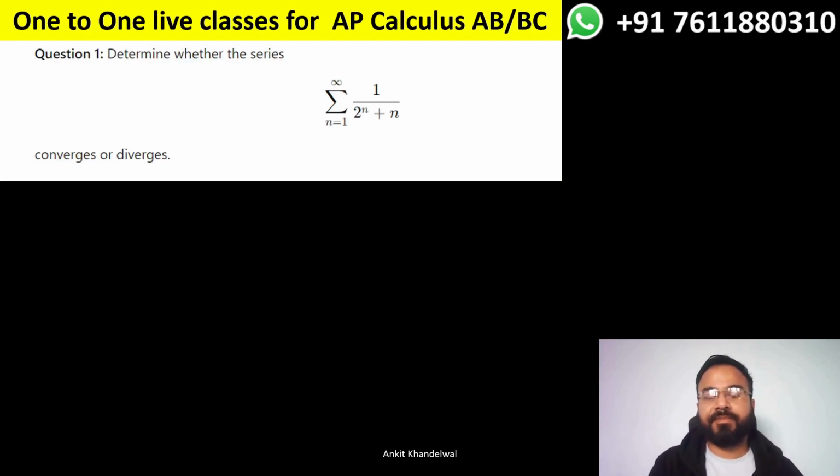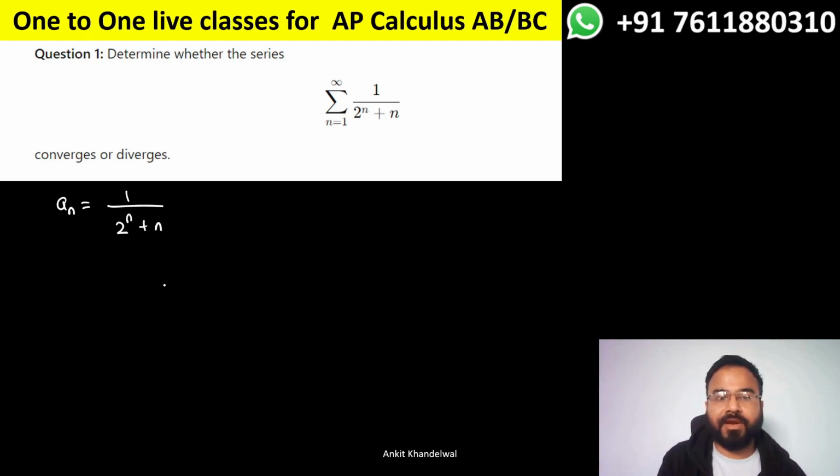So it is written, determine whether the series converges or diverges. So let us compare. Now for comparison, we will be taking a very smaller one in which we should already know the nature of this. So here, what is an? An is 1 upon 2 power n plus n.